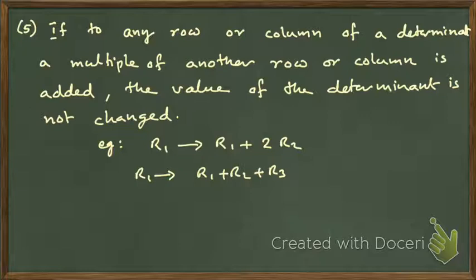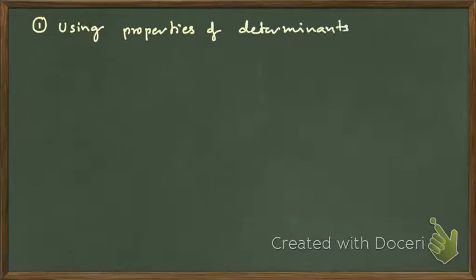So these are properties which are applied on rows. It could also be applied on columns. So the value of the determinant is unaltered by doing this operation. This is another property, the same property done in a different way: R3 changes to R3 minus twice of R1. So these kind of properties. We are going to try a few questions where these properties are being applied.